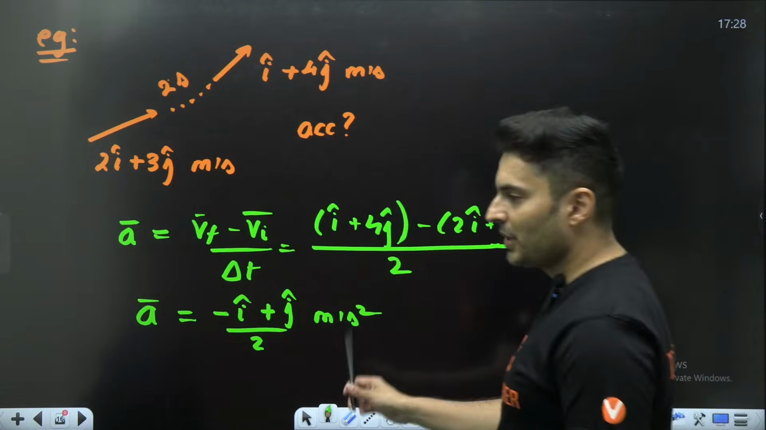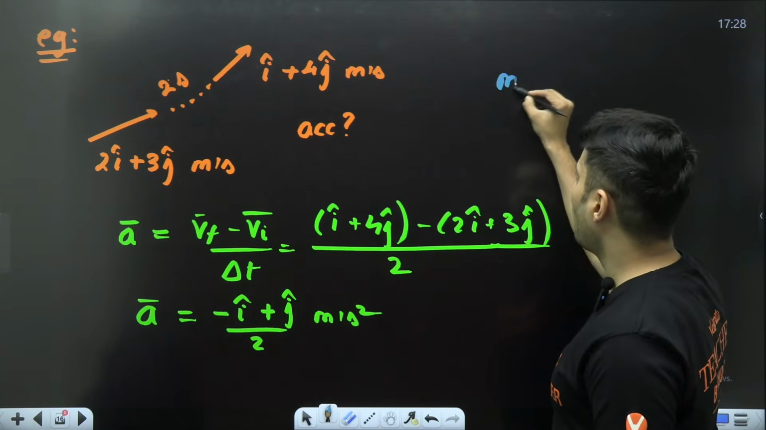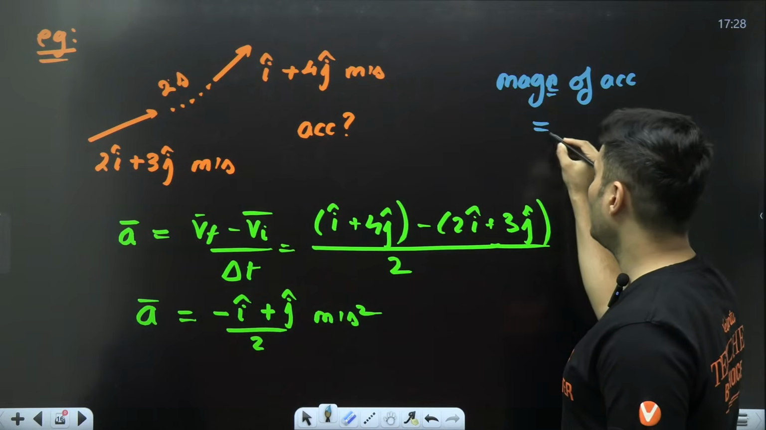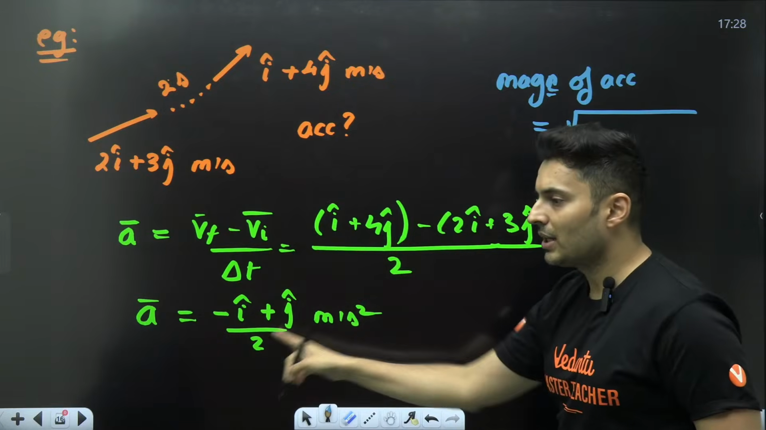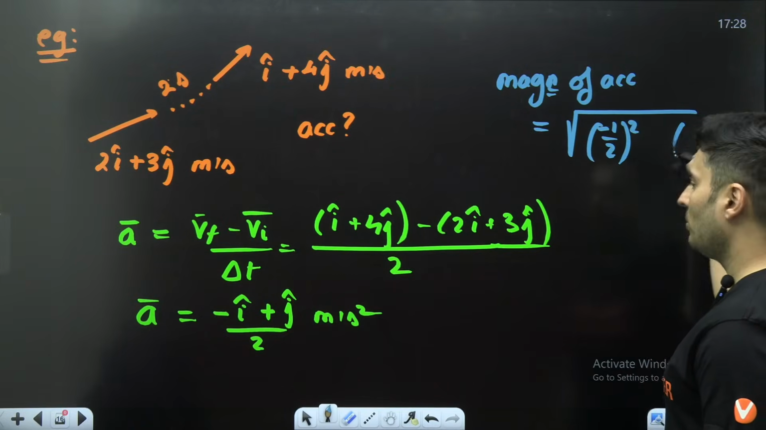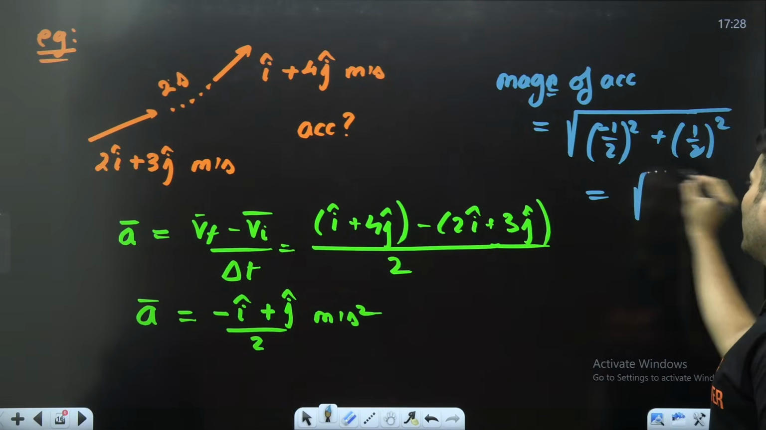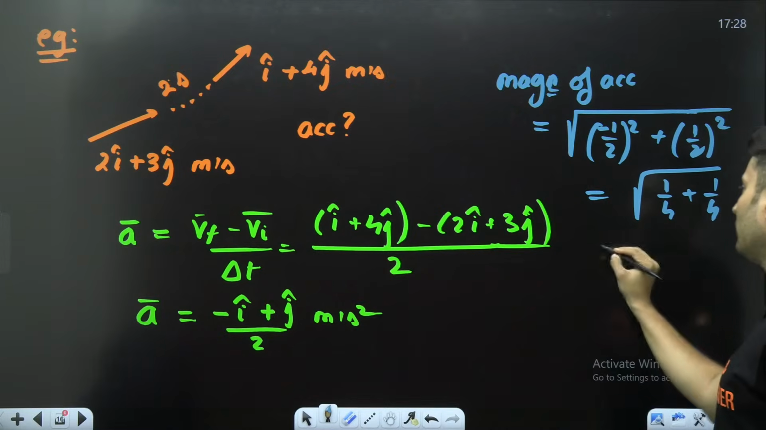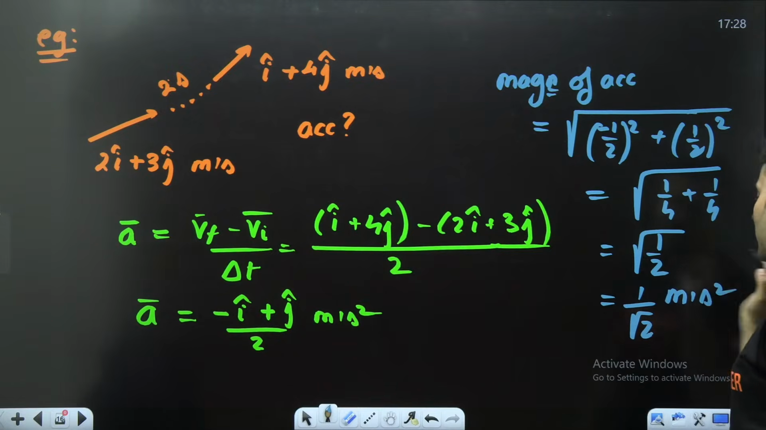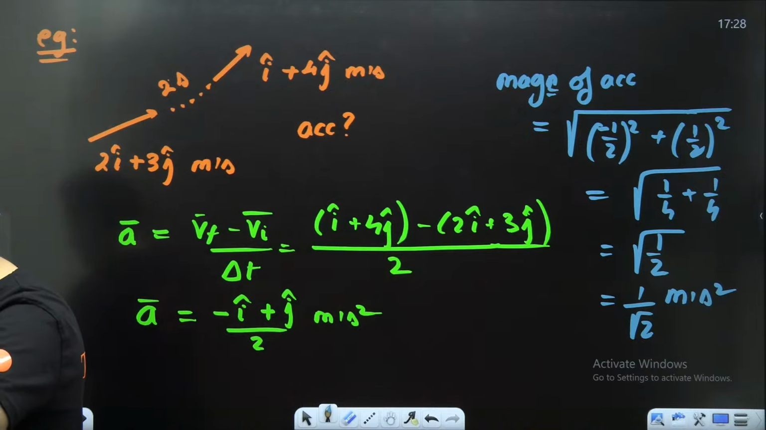Understood? If somebody asked you, what is the magnitude of the acceleration? What will you do? You will just take the components and square it. So the first component is minus 1 by 2. The next component is just 1 by 2. Square it, add it, put it under root. 1 by 2 square is basically 1 by 4. 1 by 4 plus 1 by 4 is basically 1 by 2. Hence the answer is 1 by root 2 meters per second square, magnitude wise. Exactly. That's the answer.